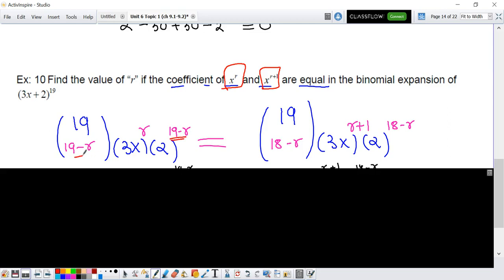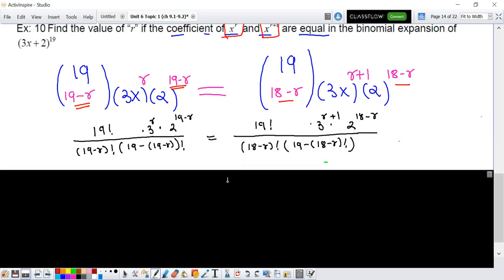This number is the same as that. The sum of these two has to be 19. So this is r plus 1. That has to be 18 minus r. And this has to be the same as that. Now the next step is simplifying.